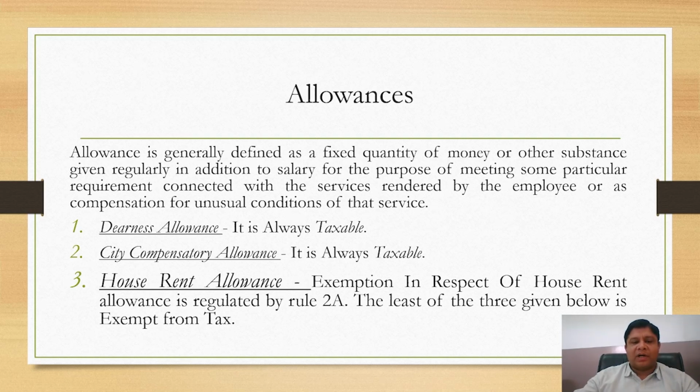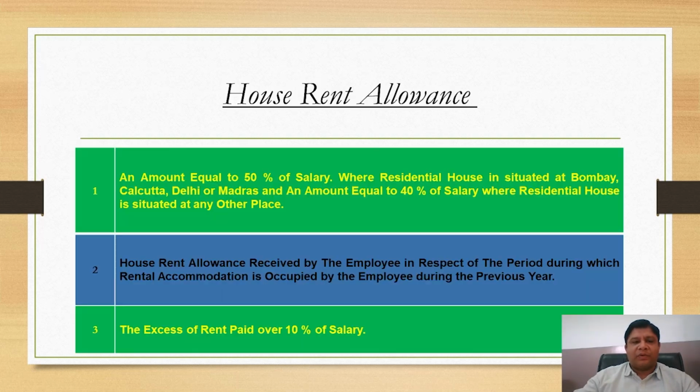Third, house rent allowance. Exemption in respect of house rent allowance is regulated by Rule 2A. The least of the three given below is exempt from tax. Point 1: an amount equal to 50% of salary, where the residential house is situated at Bombay, Calcutta, Delhi or Madras, and an amount equal to 40% of salary, where the residential house is situated at any other place.